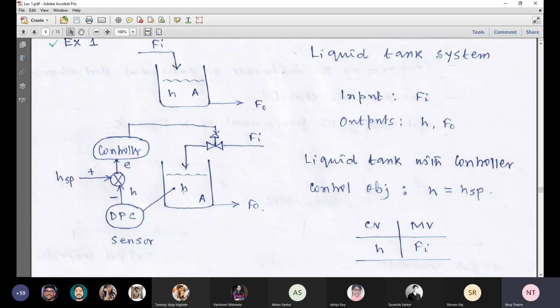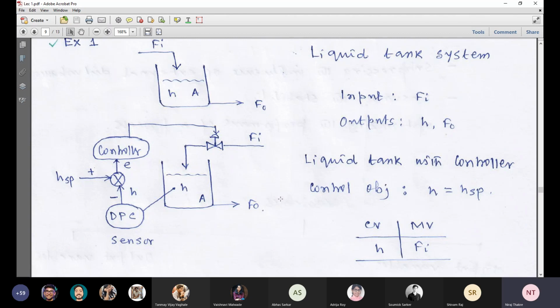Practically they are different. But here we are assuming they are identical because there are certain measurement noise or measurement errors. Practically these two h are not identical, but here we are assuming identical. Fine. Okay.